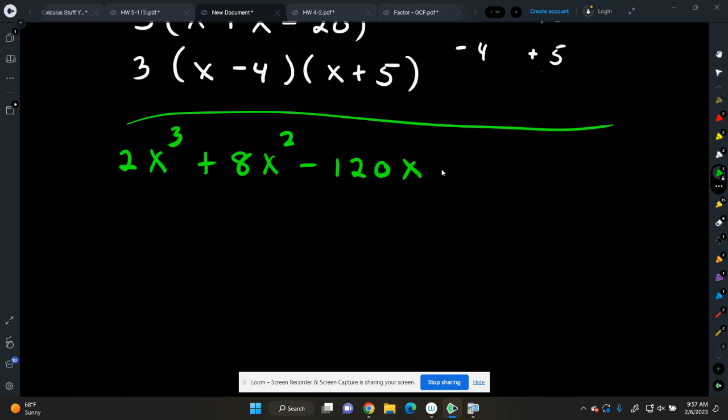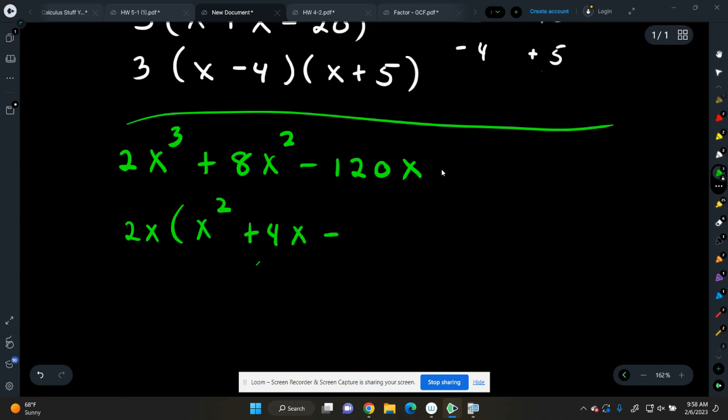What do you think? What do we always do first? Factor something common out of it. So what can we take out? 2x. 2x, good. Leaves us with x squared plus 4x minus 60. I'm going to give you a minute to see if you can finish factoring it.